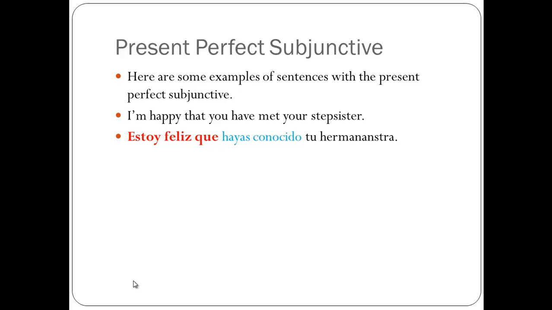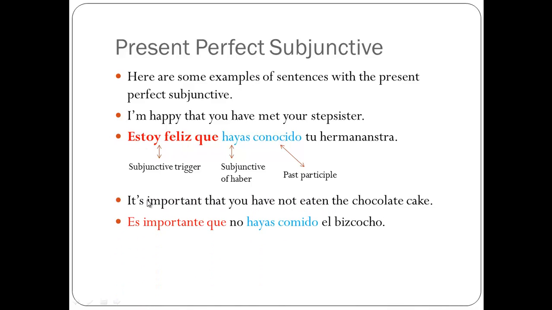So here's one. I'm happy that you have met your stepsister. Estoy feliz que hayas conocido a tu hermanastra. Here's the subjunctive trigger right here, which comes from estar feliz. There's a change of subject. And here is the subjunctive of haber right here. And here is the past participle. So the past participle is used with the subjunctive verb, and it's after que. Remember, this verb is always in the present tense.